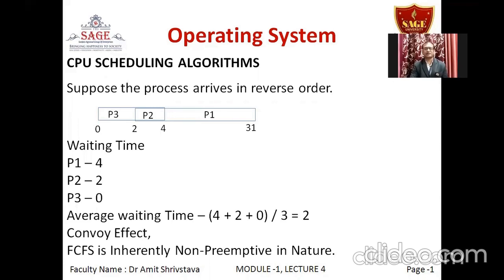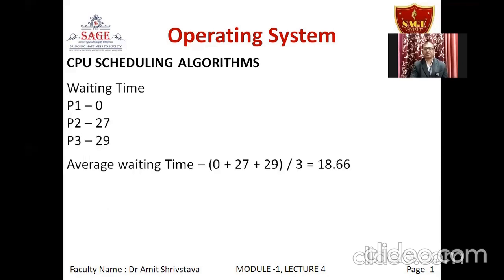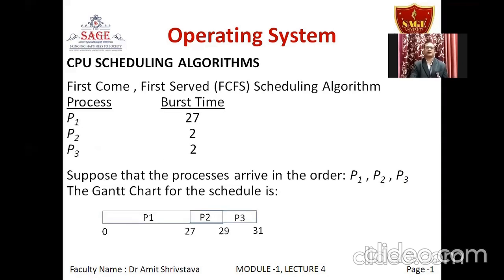As we have already discussed, waiting time, turnaround time, and response time should be as small as possible for better efficiency of our system, right? So this effect is known as convoy effect. Now what this convoy effect is, let us look at these processes once again. Here we can see that process P1's CPU burst time is 27 unit time interval, while P2 and P3 both require only 2 unit time interval.